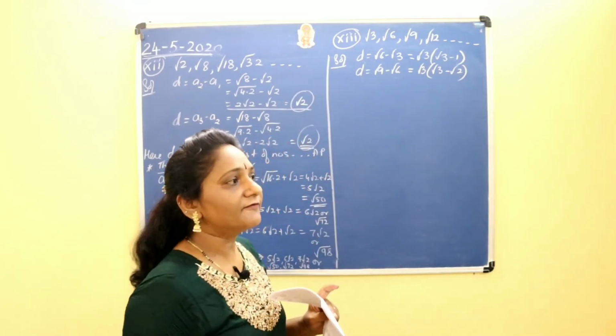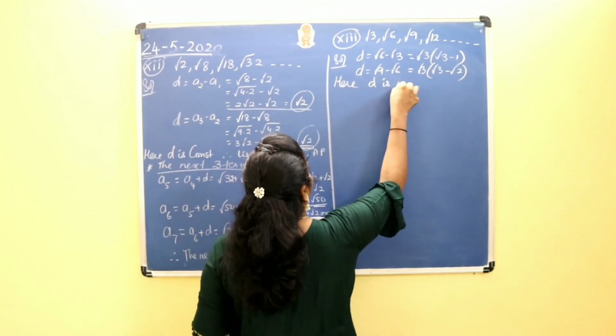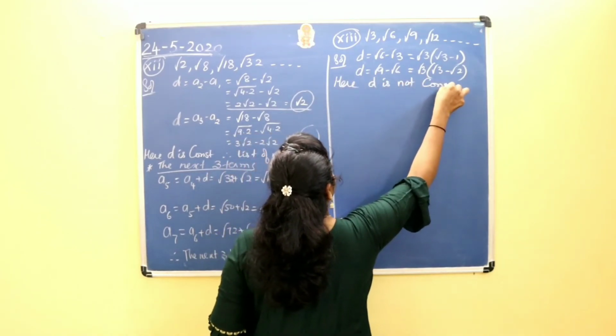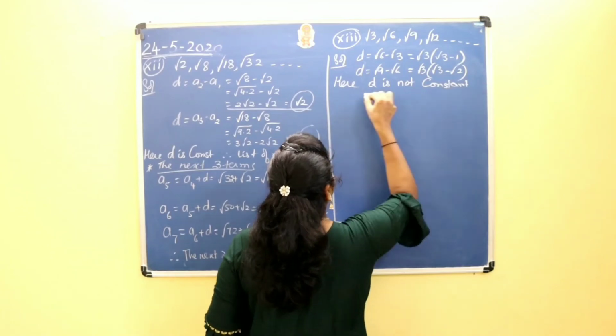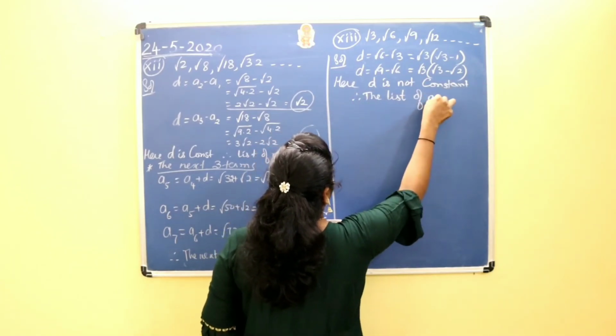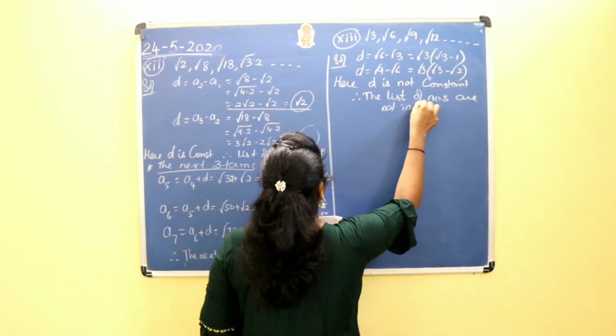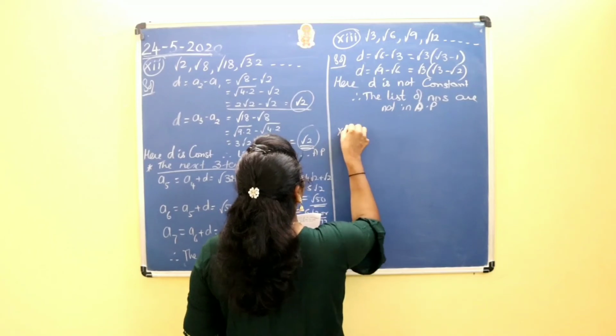So both the D's are different. Here D is not constant. Therefore, the list of numbers are not in arithmetic progression.